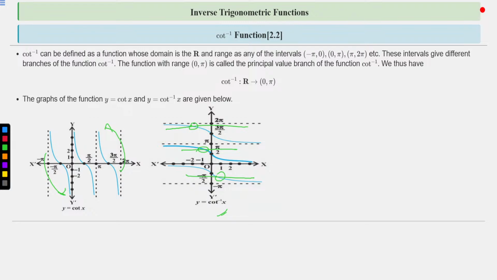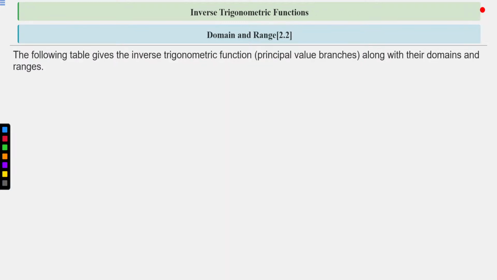Okay, let us move to the next slide. Yes, it is very important for JEE Mains. These things are very important for JEE Mains and board also. The following table gives the inverse trigonometric function principal value branches along with their domains and ranges.